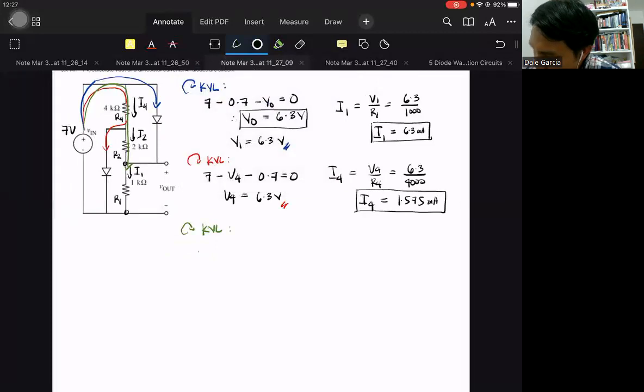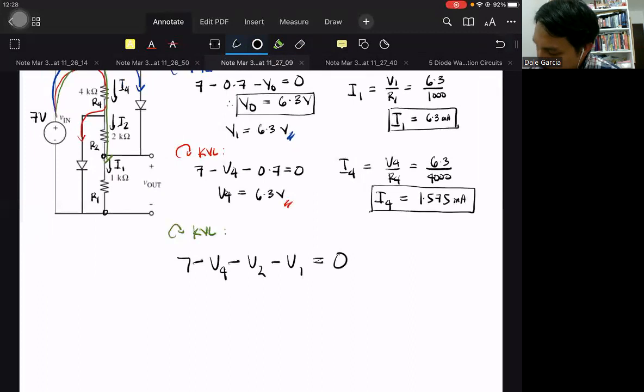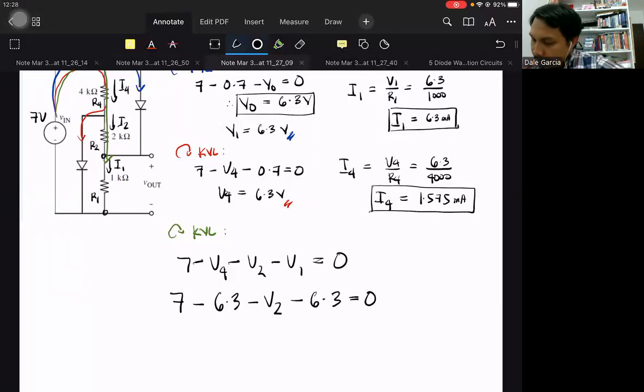Okay, so 7 minus V4 minus V2 minus V1 equals 0. V1 is 6.3. So 7 minus V4, which is 6.3, minus V2, which is unknown, minus V1, which is 6.3, equals 0.